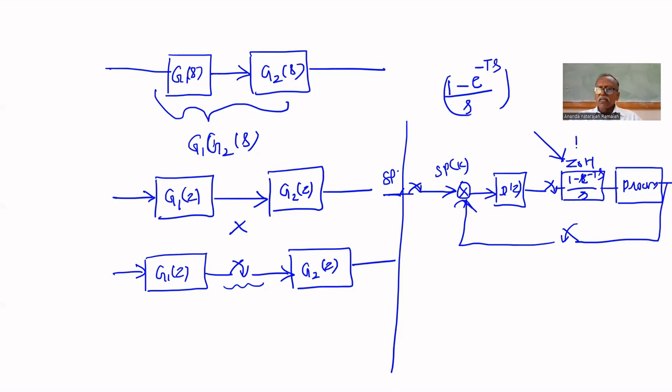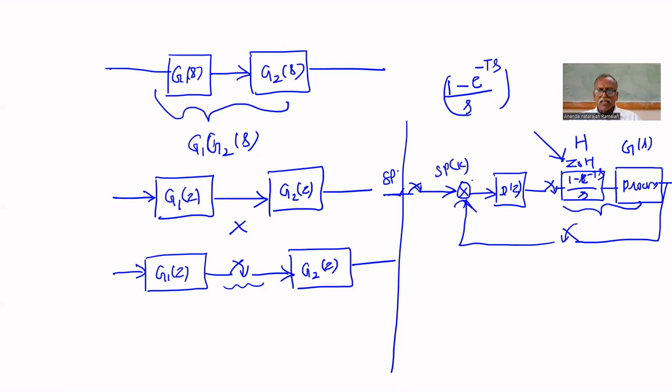This is the H hold circuit transfer function. This is the process transfer function. These two are in the S domain. There is no sampler between them. That's why these two can be multiplied. But before that, one sampler is there.